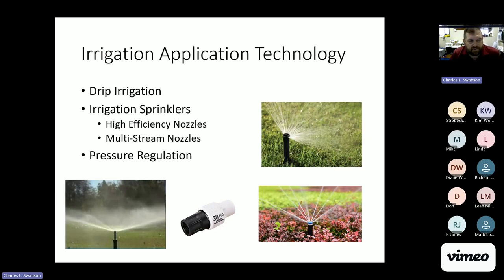Pressure regulation has become a major issue in Texas. It's actually been a big topic for about 10 years now. And how do we make sure that our sprinklers operate at the correct pressure? And so I'll definitely be going into a lot more detail in terms of pressure regulation here later on in this presentation.